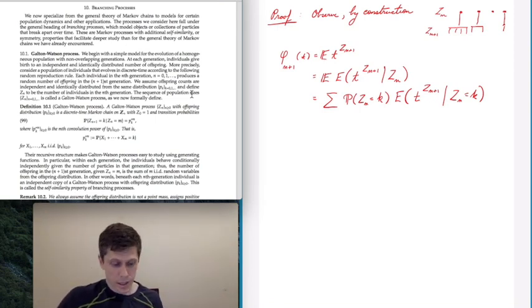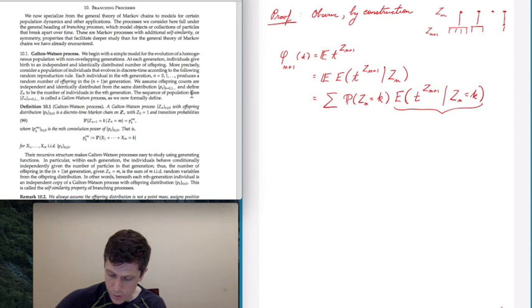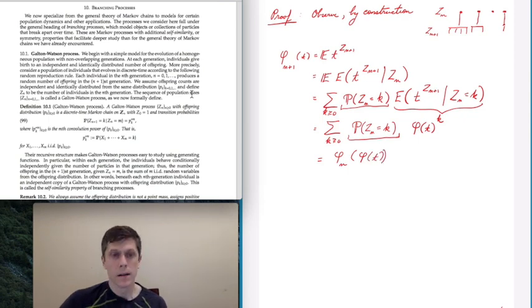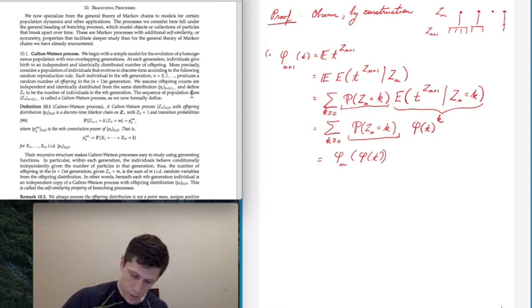If there are k individuals alive at the nth generation, then the generating function of the number of individuals alive at the n plus first generation is just the one generation value raised to the power k, right? This here is just the probability of the nth generation equal to k. And now this by definition is just the generating function of the nth generation, being evaluated at phi of t. So this is one statement.